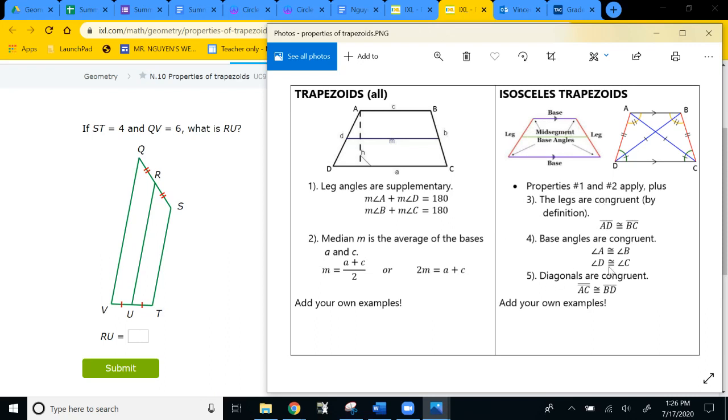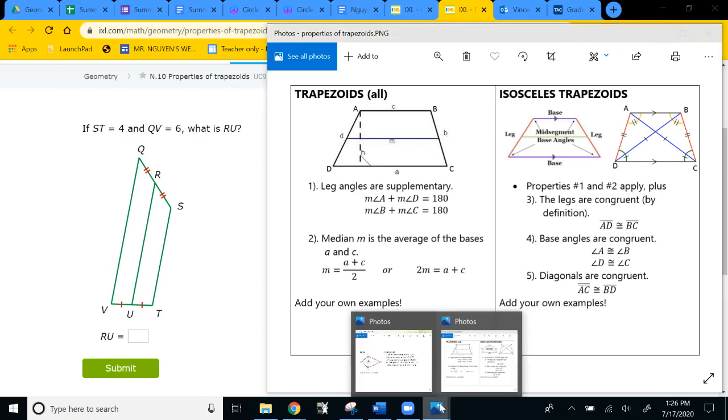That's on the base, right? And then the diagonals happen to be equal to each other as well, like this picture is drawn right here. The diagonals are equal. Now in a regular trapezoid, the diagonals are not equal. So just be careful what kind you're working with.